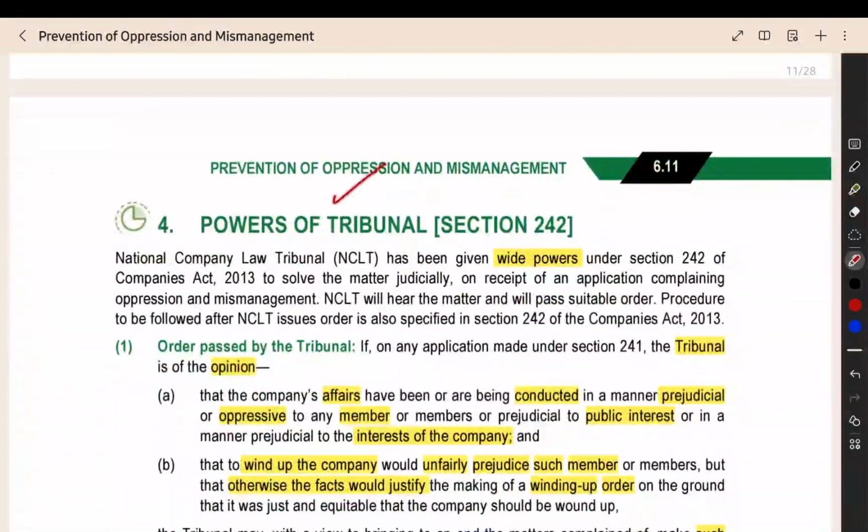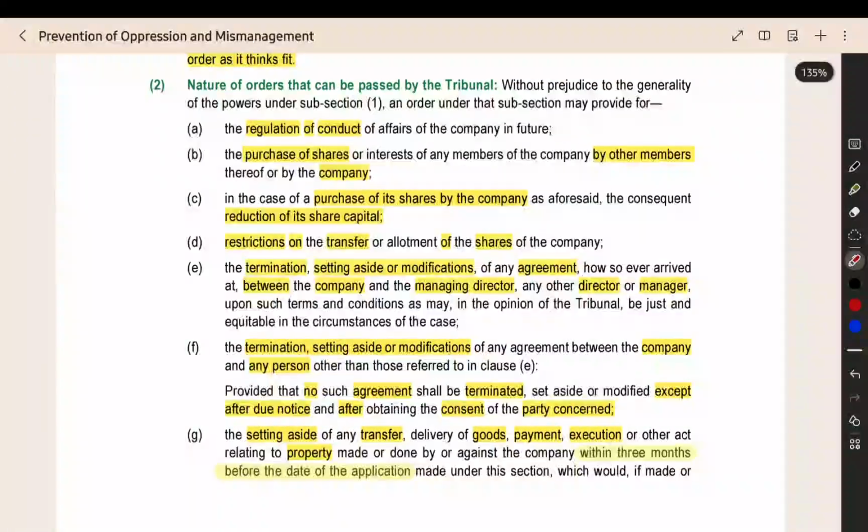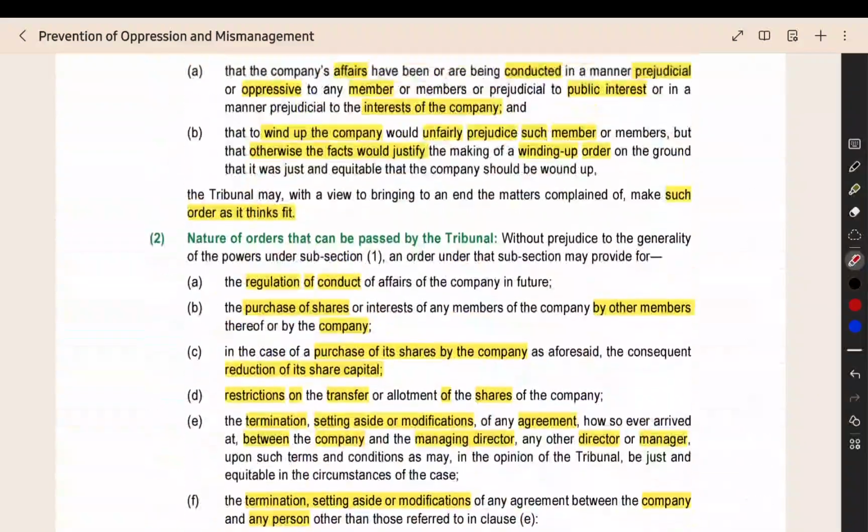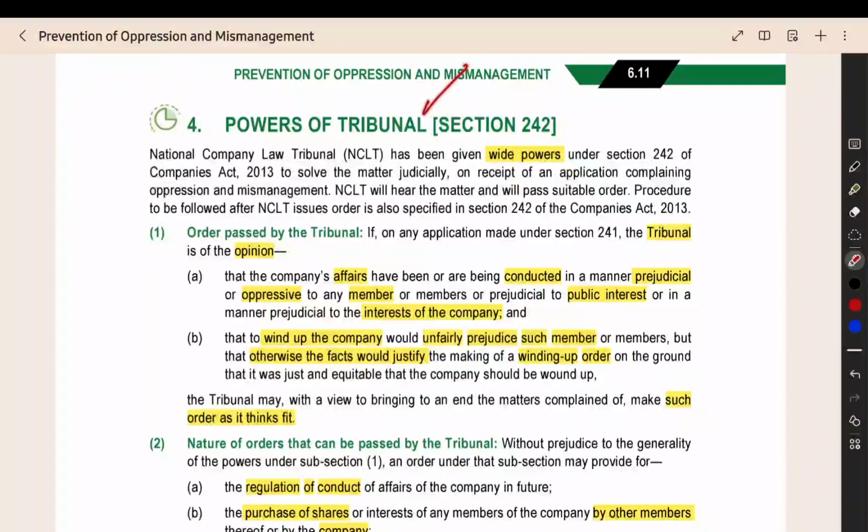We have seen all the powers of the tribunal: to set aside the agreement, to remove the managing director, to make a restriction on the transfer of shares, to purchase the shares by others, reduction of share capital, everything. All the powers are with the tribunal under this section. They have very wide powers here.